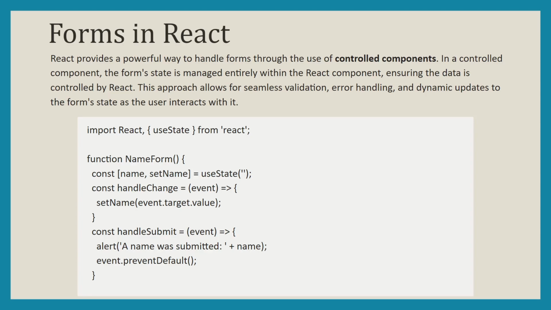The code will continue through two pages. I'll read the code out to you and then I'll explain what each function does, right? First, you have a NameForm function, right? const [name, setName] = useState(''); const handleChange = (event) => setName(event.target.value). Next, you have const handleSubmit = (event) => { alert('A name was submitted: ' + name); event.preventDefault(); }.